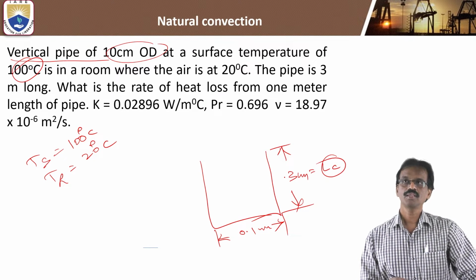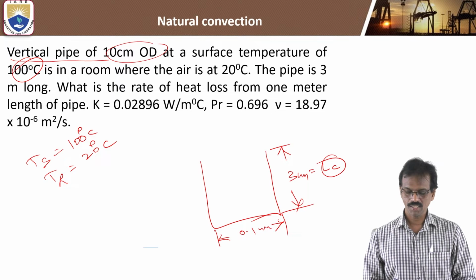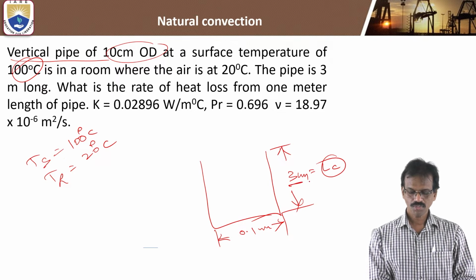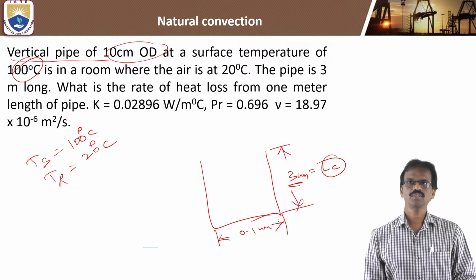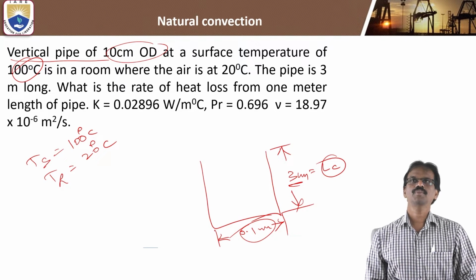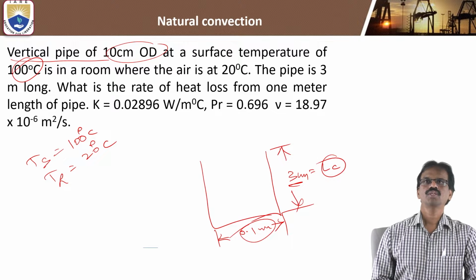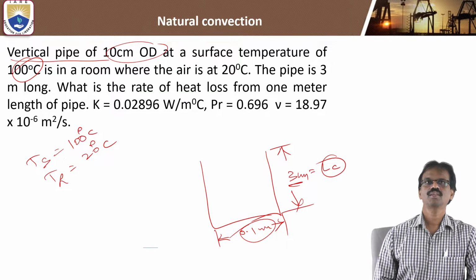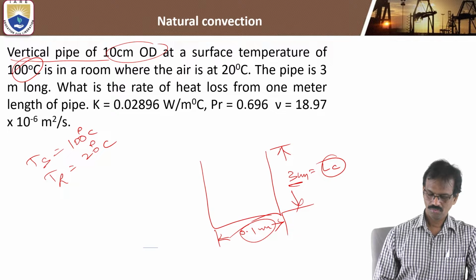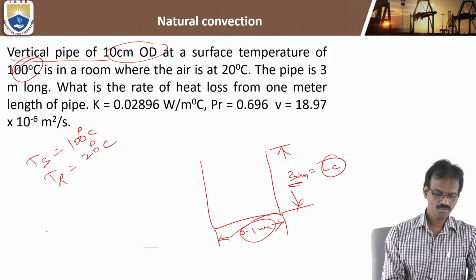Here the characteristic length LC is equal to 3 meters. You have to consider this one. For finding the area, you can consider the diameter only. What is the rate of heat loss from 1 meter length? It means 1 meter length is for the L.